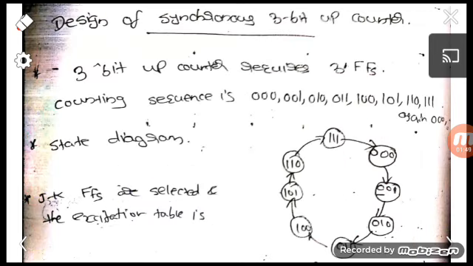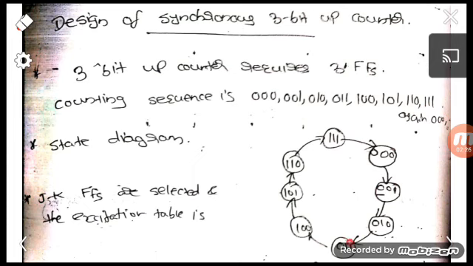First we are going to design a synchronous 3-bit up counter. It should count up, in the upward direction. It is already given that it is a 3-bit counter, hence we have to use 3 flip-flops. If we are asked to design a 4-bit up counter, we have to select 4 flip-flops. But here it is a 3-bit counter, so 3 flip-flops are needed. We know that using 3 bits we can count from 000 up to 111. A total of 8 counts will be there.